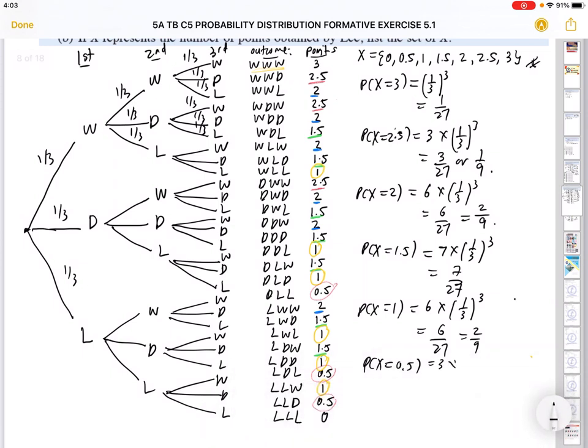And lastly, 0 points. 0 points are easiest. There's only one case here. He loses all the games. So it's just 1 over 3 cubed, or 1 over 27. So now that I have all the probabilities, this is very, very long. Now I need to put it in a table so that I can draw the graph.